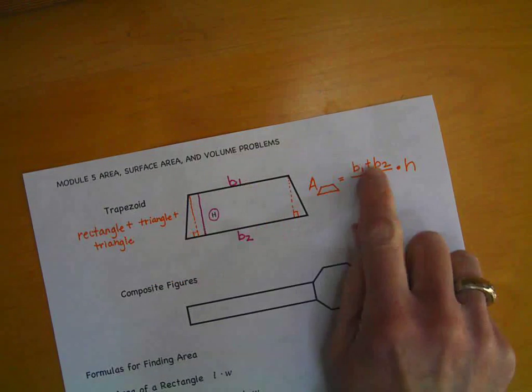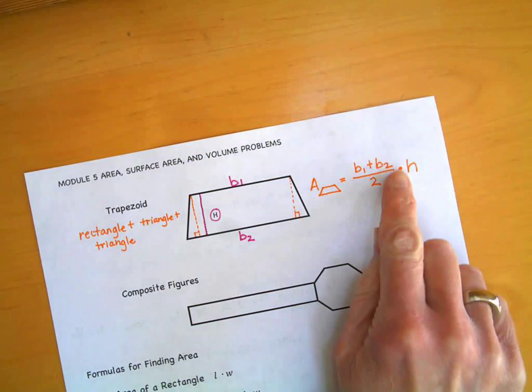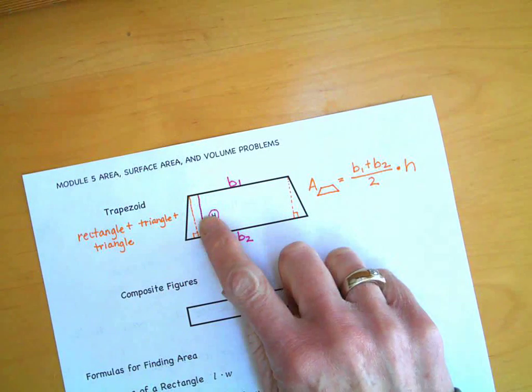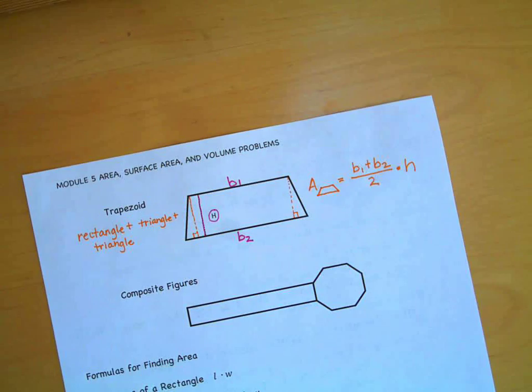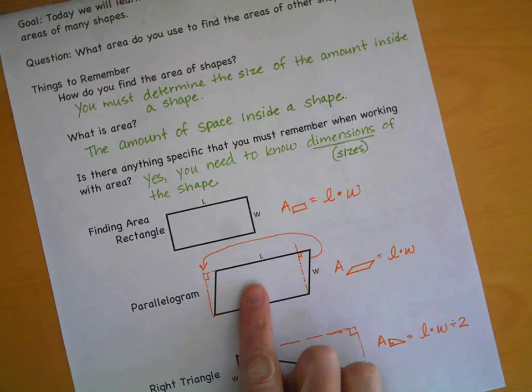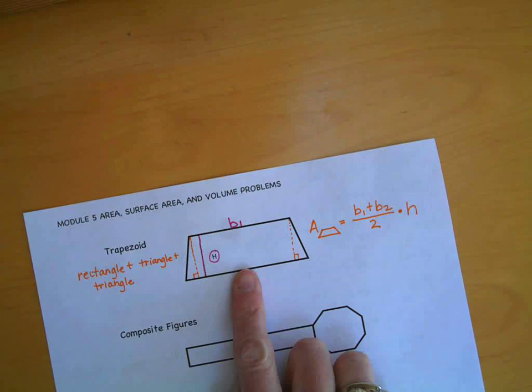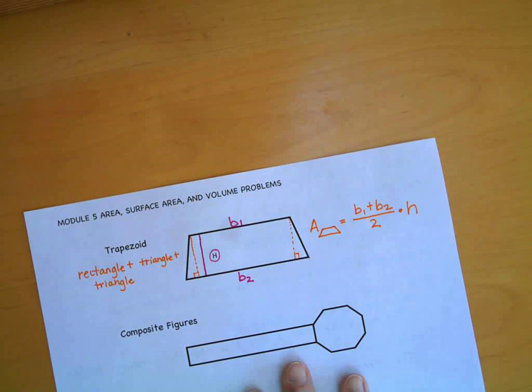So let me say it again. You're going to take base 1 plus base 2, divide that by 2, and then times it by the height. That's how you find the area of a trapezoid. Okay? So then the last thing that we need to cover, because you already know how to find a rectangle, a parallelogram, a right triangle, and a trapezoid.